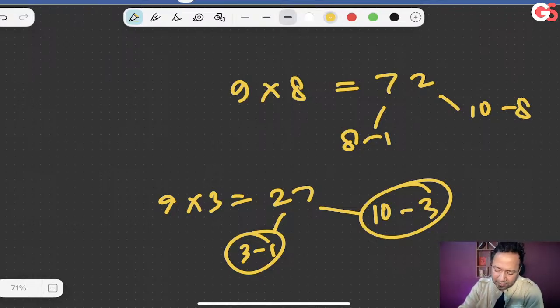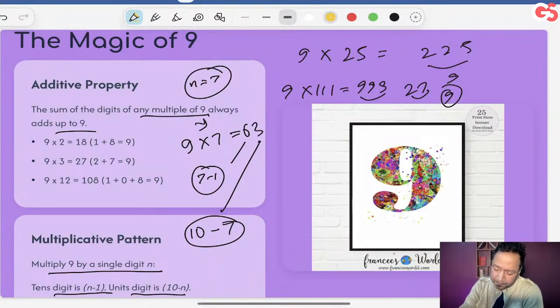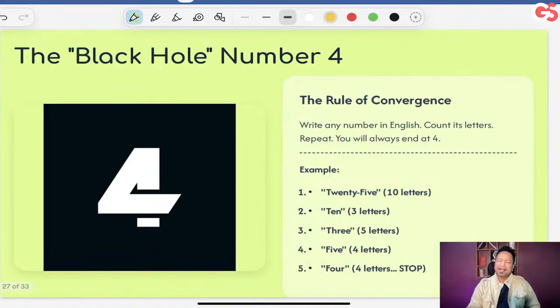All right? Okay. Is this clear, everyone? Understood? And tell me, how do you like it? The next one, the black hole number. The rule of convergence, right? Take any number in English, count its letters, and repeat. You'll always end at 4.